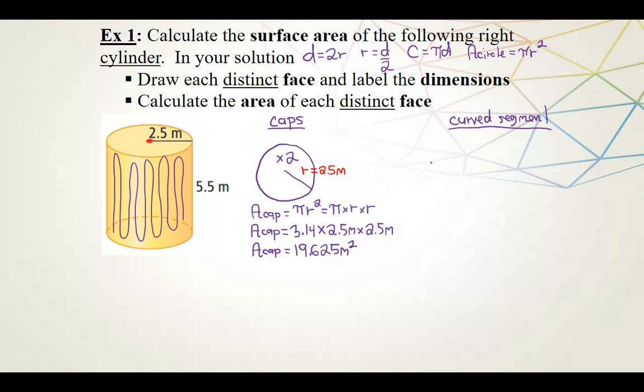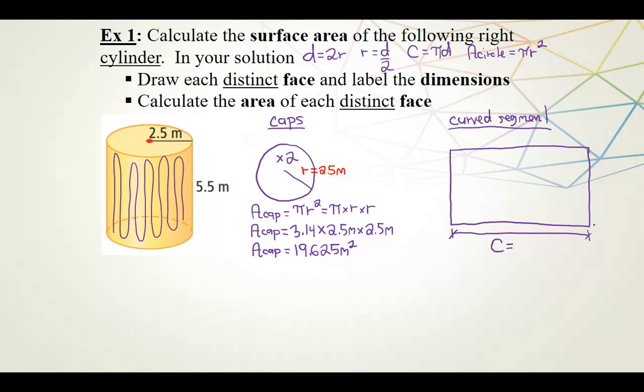The curved segment would be, if you unfold a label, a rectangle that has quite a large length to it. This dimension is the circumference of the circle, which we don't know yet. We're going to calculate it in a moment. And then this dimension is the height of the cylinder, which we do know, it's 5.5 meters. Now if we look up at the equation here, to calculate the circumference, we need to know what the diameter is. So first things first, we have to find the diameter.